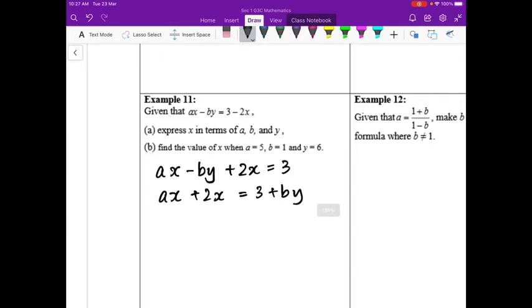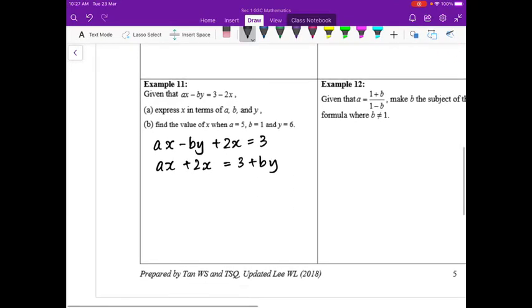I only want x on the left hand side. But currently I've got ax plus 2x. I see x being written 2 times. I only want it to be written 1 time. So what can we do? And this is a very important step. That is to factorize. X is common. A plus 2. And now you see that you only wrote x 1 time. Okay, so very important step over here.